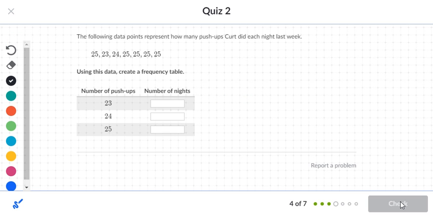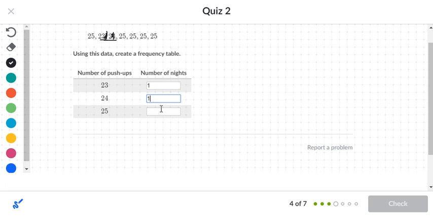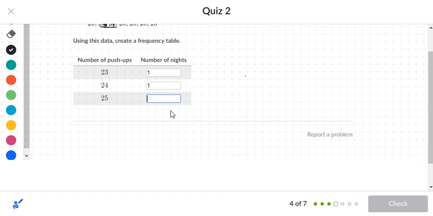The following data represents how many push-ups Kurt did each night. Using the data before, create a frequency table. So if we look at the graph here, we start with 23. You see that 23 only appears one time. So we can place a 1 there. 24 appears one time. Now 25 appears 1, 2, 3, 4, 5. So we have 5 of those.